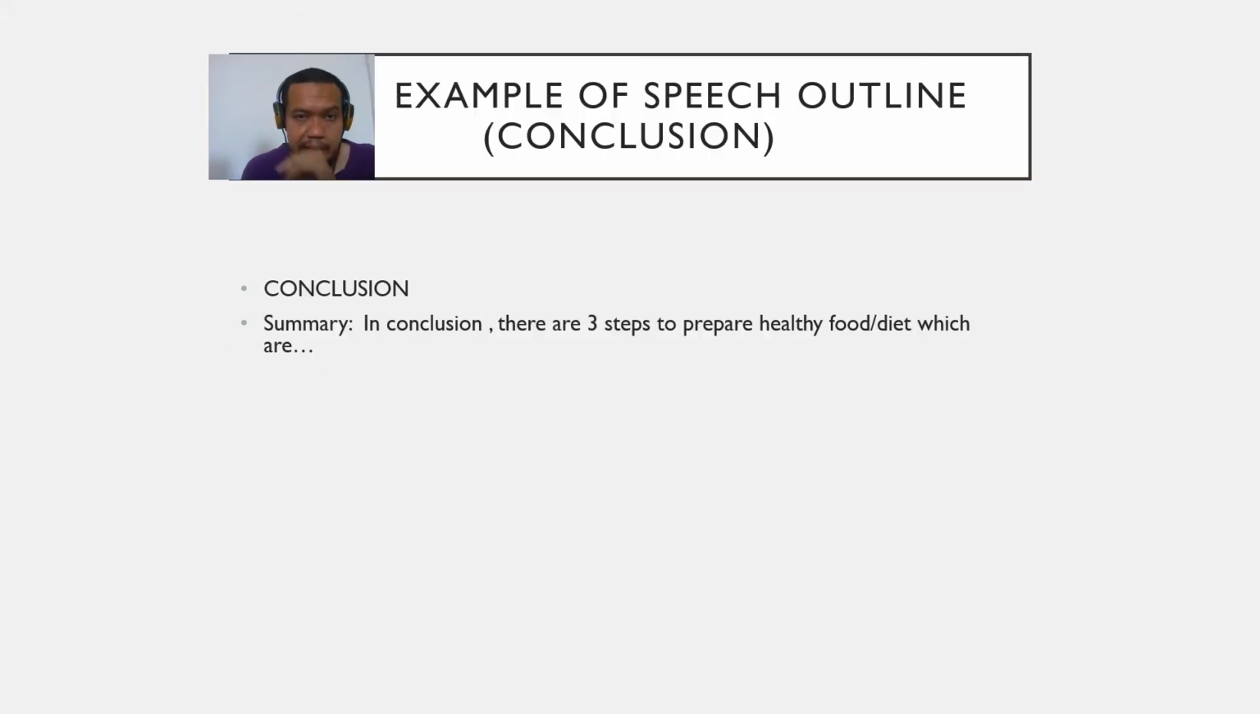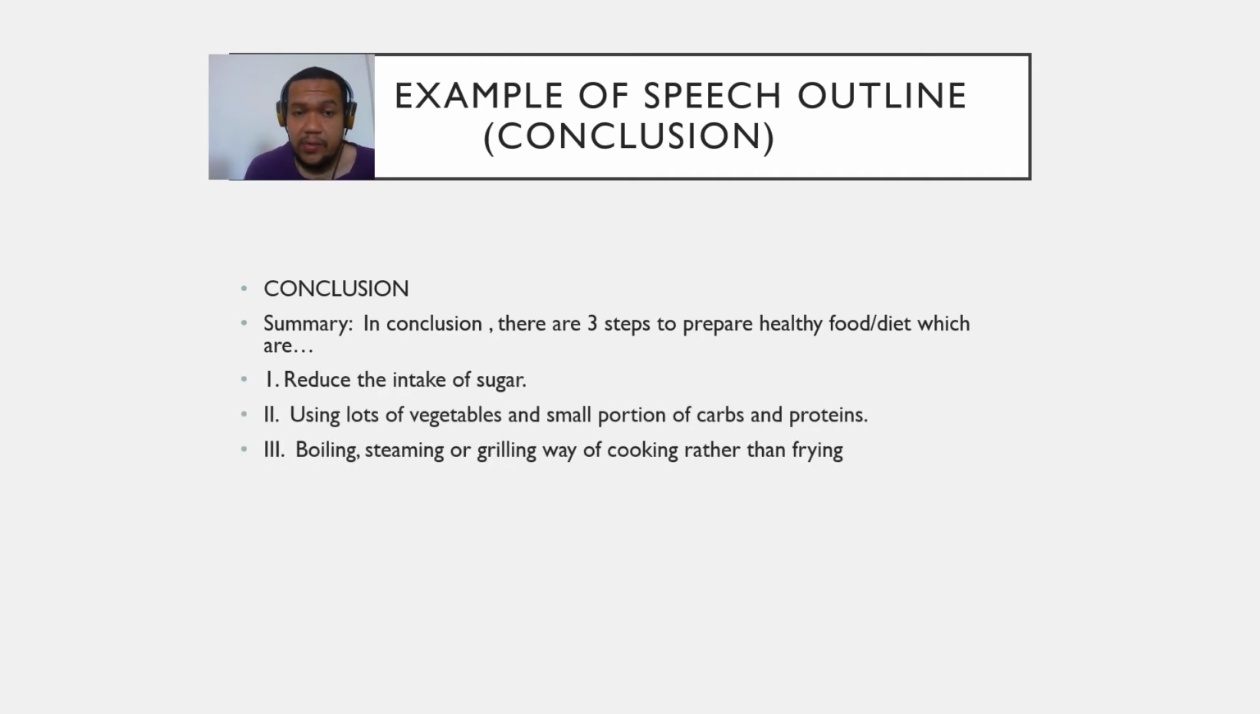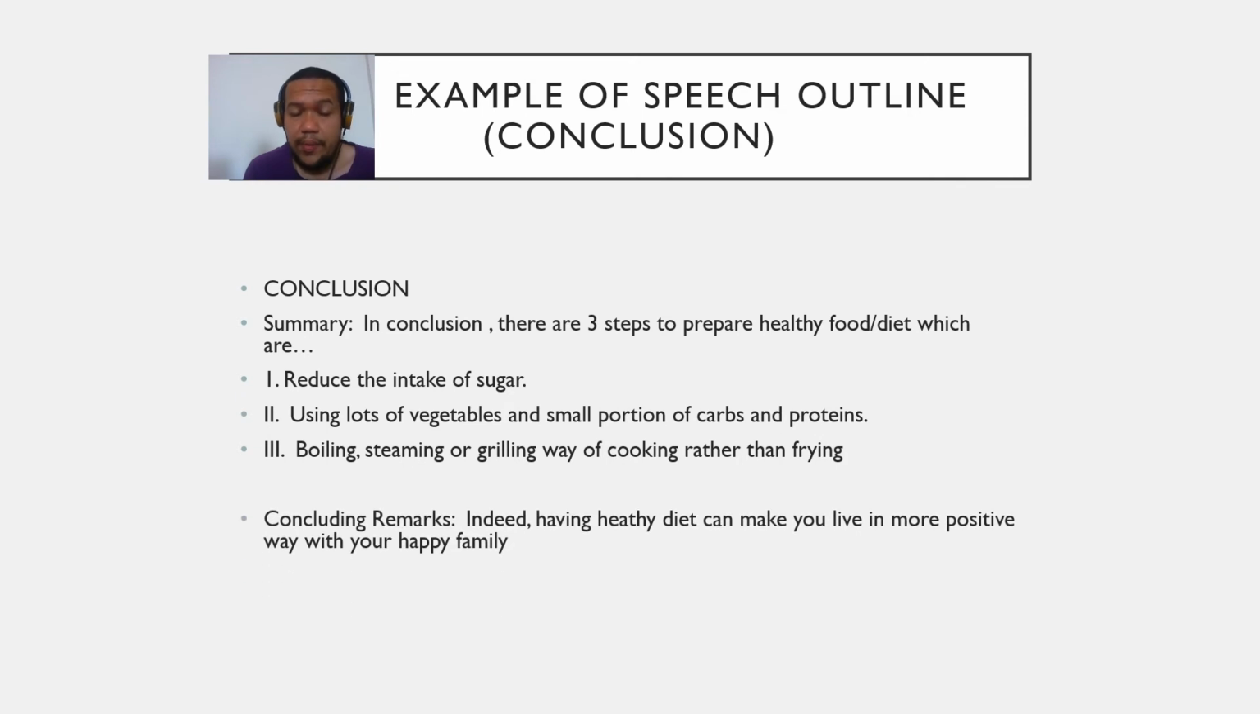And the last part in the speech outline, you have to write a conclusion. So what you need to have is, first, a summary, then a concluding remark, and lastly a bibliography, which is the list of references that you use in your speech. All right, you can use APA style in this case.